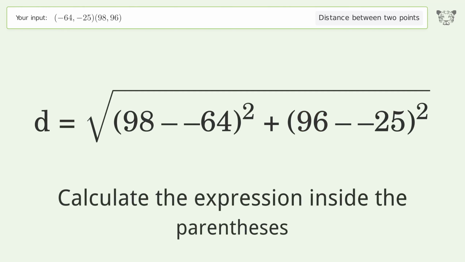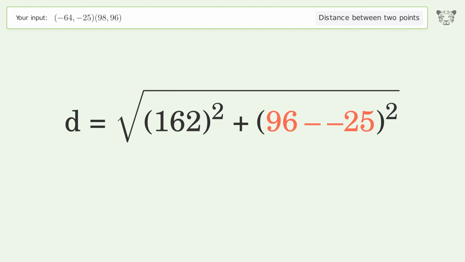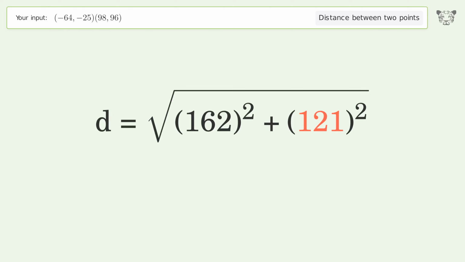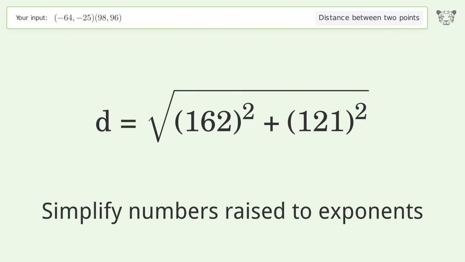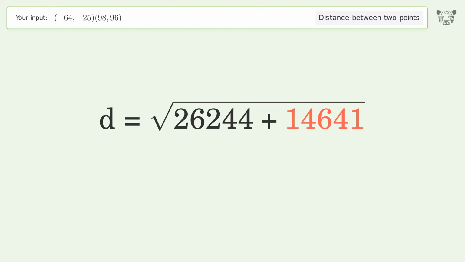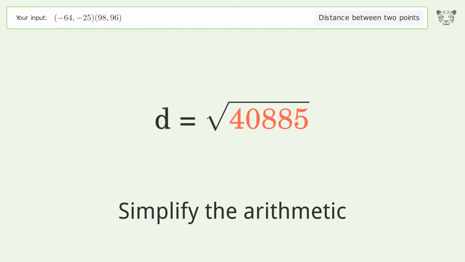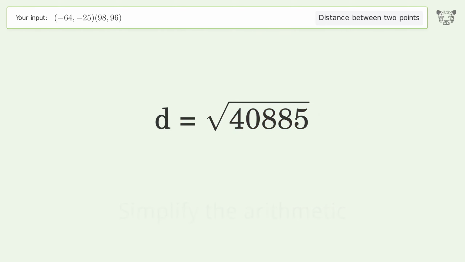Calculate the expression inside the parentheses. Simplify numbers raised to exponents. Simplify the arithmetic. And so the distance between the 2 points is the square root of 40,885, or 202.2.